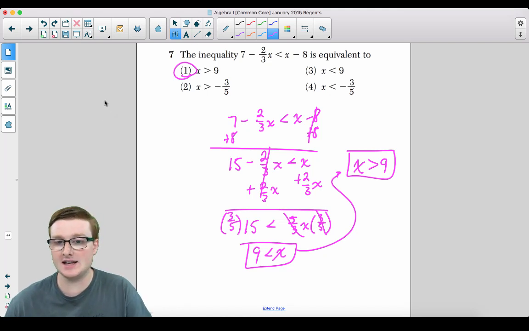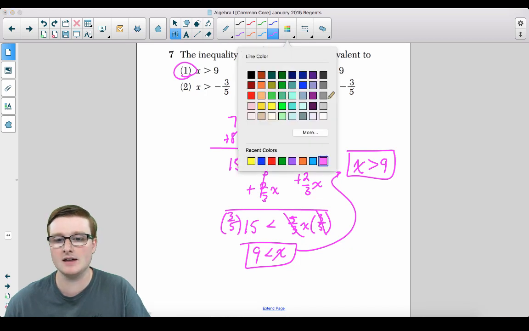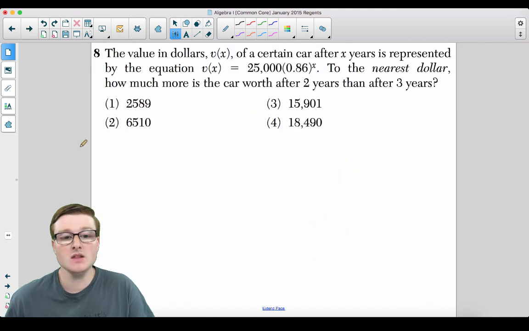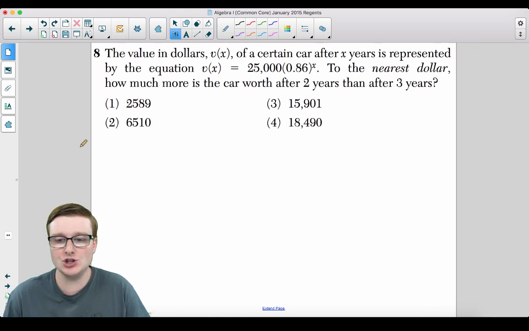Now, what's nice is that they didn't ask you for any values or anything like that. So, just basic solving, straight up solving, and you're done. All right, moving on to question 8. The value in dollars, V of x, of a certain car after x years is represented by the equation V of x equals 25,000 times 0.86 to the x. To the nearest dollar, how much more is the car worth after 2 years than after 3 years?